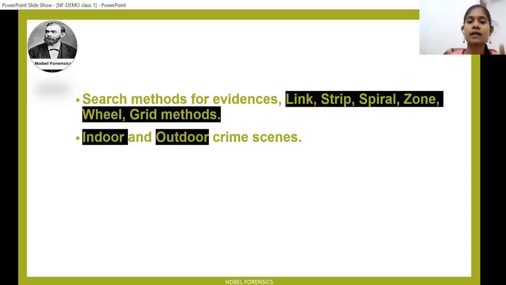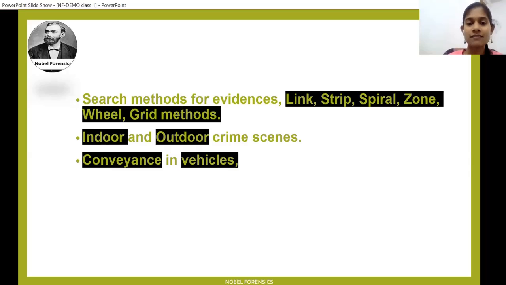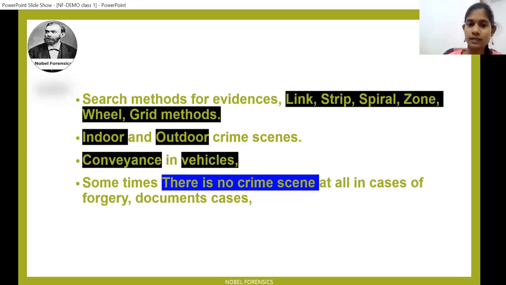Simply, indoor means the crime has happened under the roof, inside the building. Then outdoor means in the open area. These are the 2 basic types of crime scenes, indoor and outdoor. Then coming to the other type, conveyance crime scenes. Conveyance means crimes happening in vehicles, like illegal trafficking of goods; those types of crimes are called conveyance crimes. Then sometimes there is no crime scene at all, in cases of forged documents. In document cases, there is no crime scene at all.